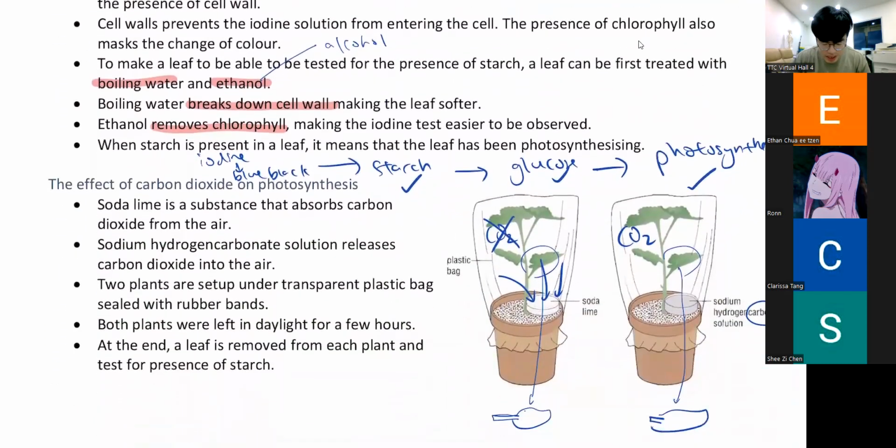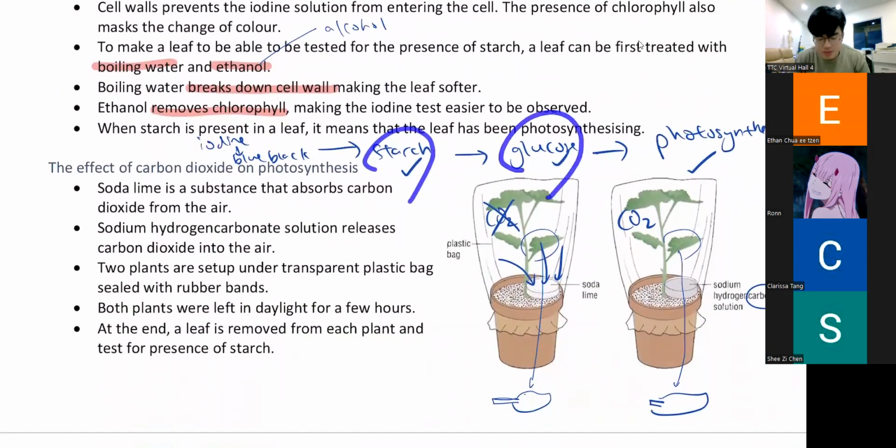I think we were here. So you see, if iodine turns blue-black, that means starch is present. If starch is present, that means glucose is present. If glucose is present, then photosynthesis took place. Okay, everyone can understand? Everyone can understand?